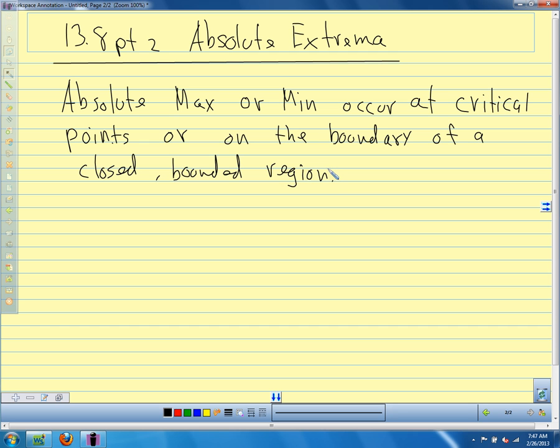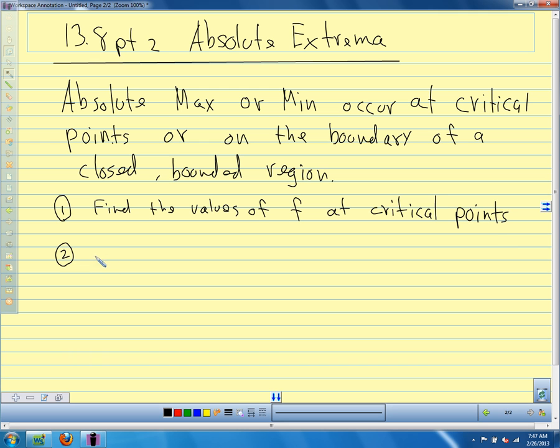So when we're looking for relative extrema, we're going to go through several steps. Our first step is to find the values of our function at the critical points. So that's what we did yesterday when we took our first partials and set them equal to 0, and then did our second partials test. So we're going to find the values of f at critical points.